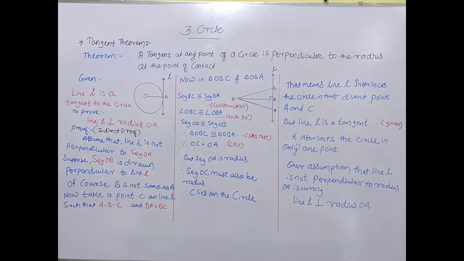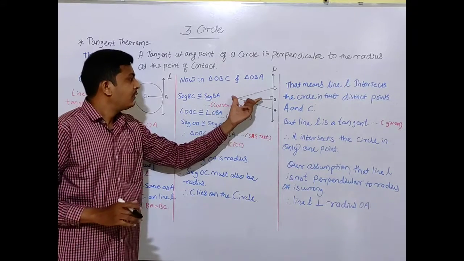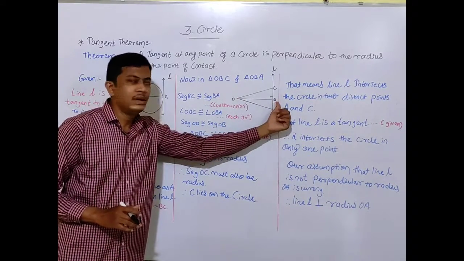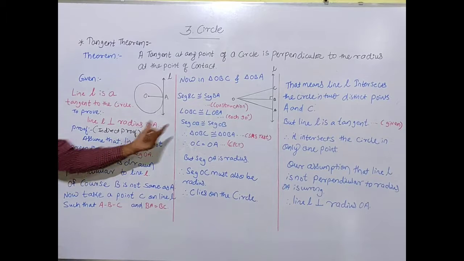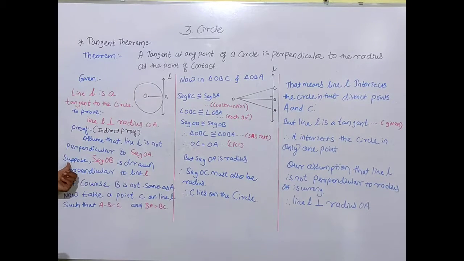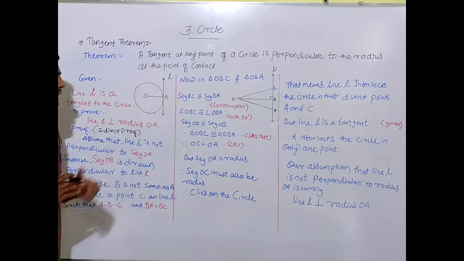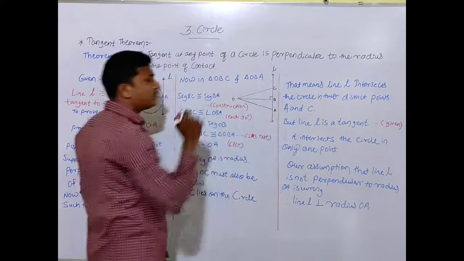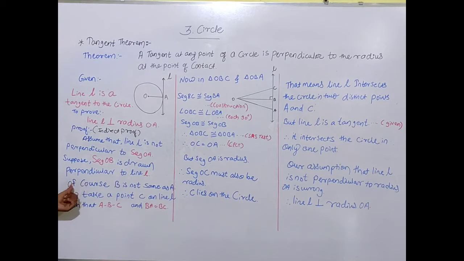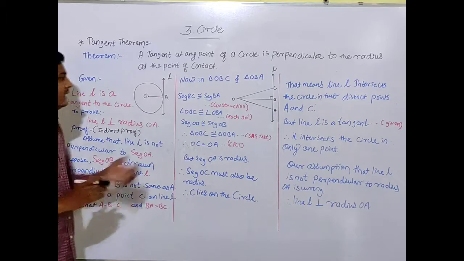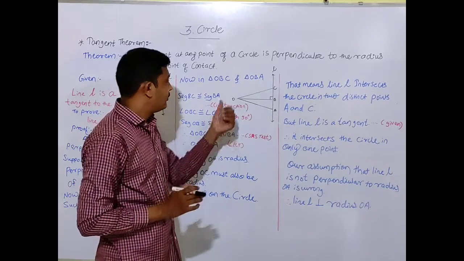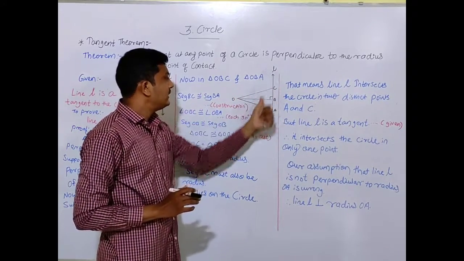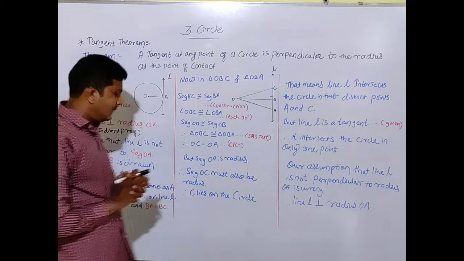So suppose the segment OB, that is in figure number two, is drawn perpendicular to the line L. Suppose we have drawn another segment OB which is perpendicular to the line L. Of course, B is not the same as A. Here OA is the radius, so OB is not the same as OA.